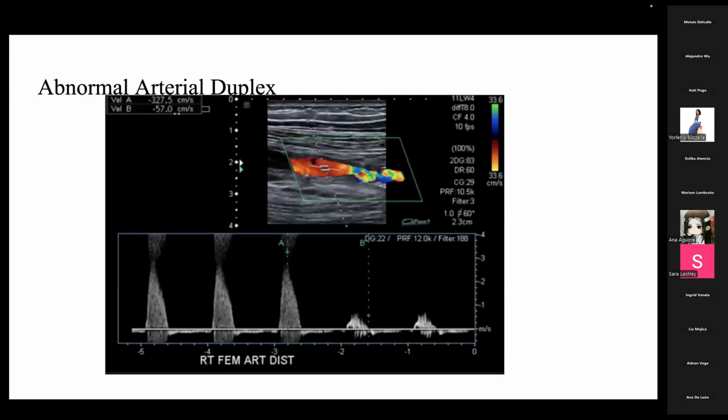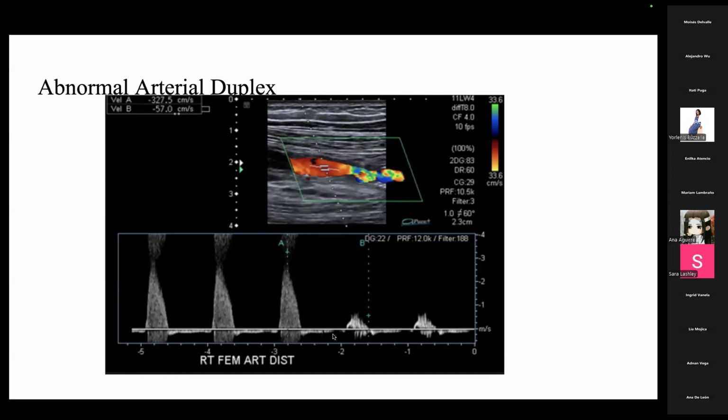Abnormal duplex. When you see an abnormal duplex, this is what you're going to find. It's the peaked upstroke, a very acute upstroke, and you're going to have a very, very high velocity. And if you look at the velocity here at the peak of A, you're looking at 325 centimeters per second.